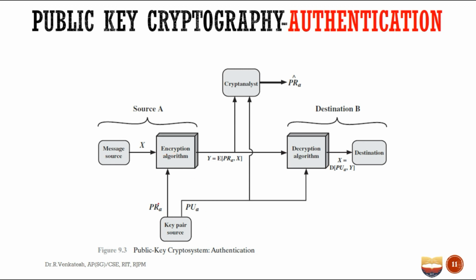by using Bob's private key. Once we encrypt the data with our own private key, it proves our identity to the receiver. So it is authentication. The encryption function takes two inputs: one is X and the other is the private key. While we are using the private key, it demonstrates authentication. For the decryption function, we use the public key of the same pair, and finally we get the destination.